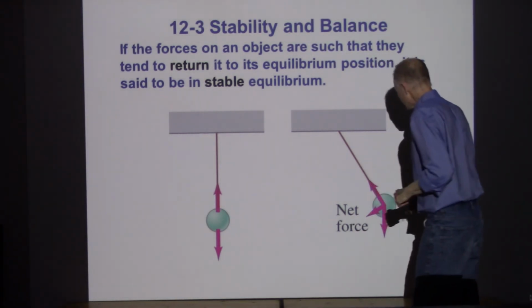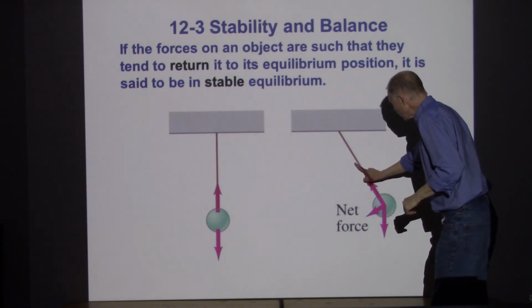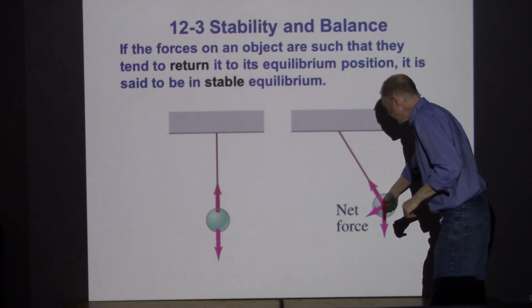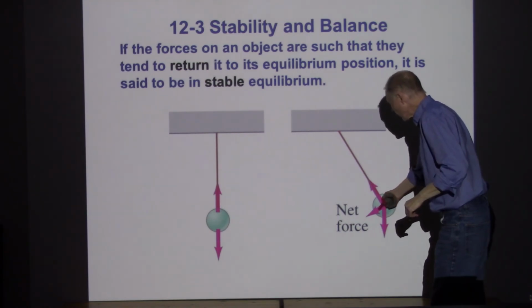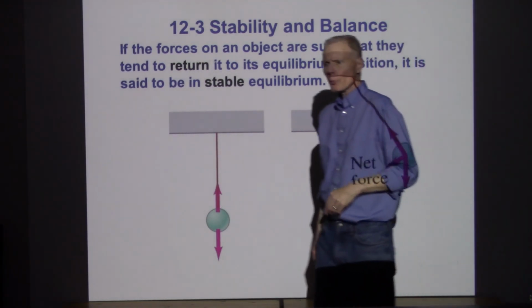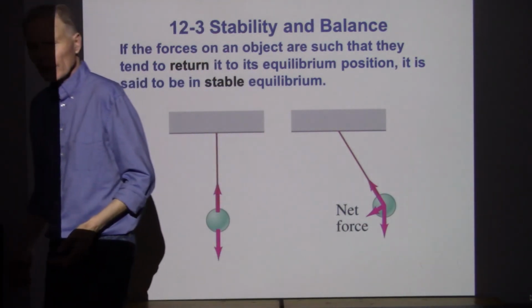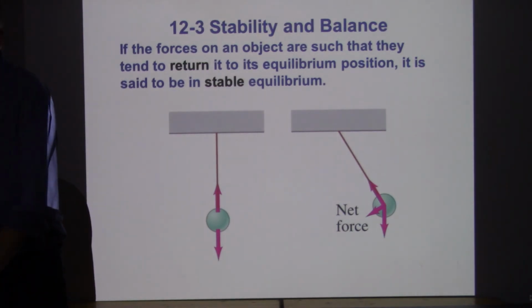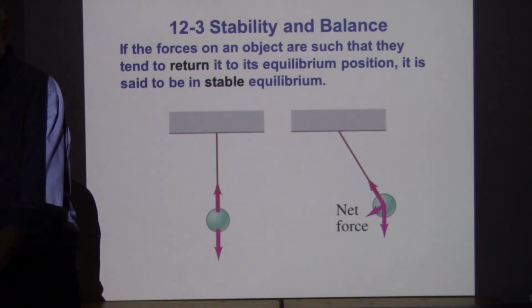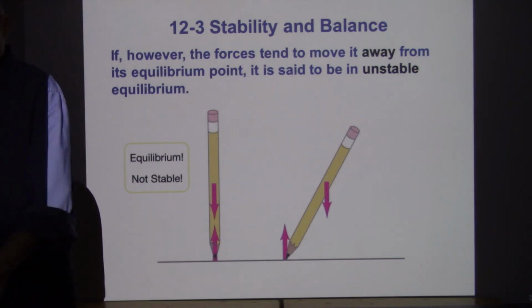If we pull it to the side, well, tension now cannot possibly line up with gravity, and that's why we end up with a net force. So it becomes very important in engineering and other applications to identify when we're in stability and when we're not.